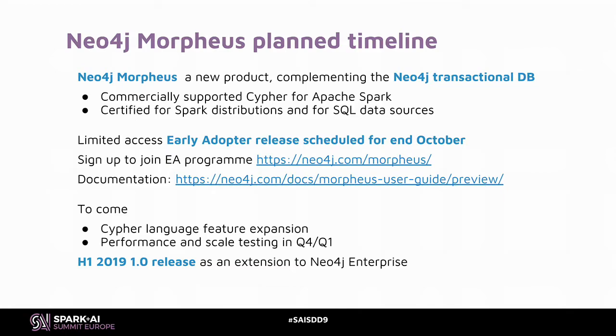And I'll just finish by talking about the actual timetable for Neo4j Morpheus. So effectively, it's going to be a commercially supported edition of Cypher for Apache Spark. All of the components of Cypher for Apache Spark, everything that we've shown you here today, is going to be open source licensed, or is open source licensed. Not everything that we've shown you today is yet in the Cypher for Apache Spark project, but that will be happening. And we will be commercially supporting a certified binary package of Cypher for Apache Spark, supporting different Spark distributions, certified against different SQL data sources, and so on and so forth.